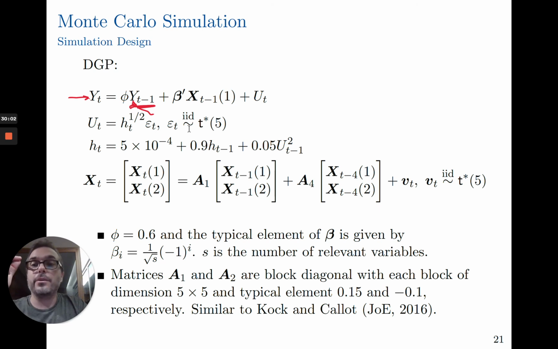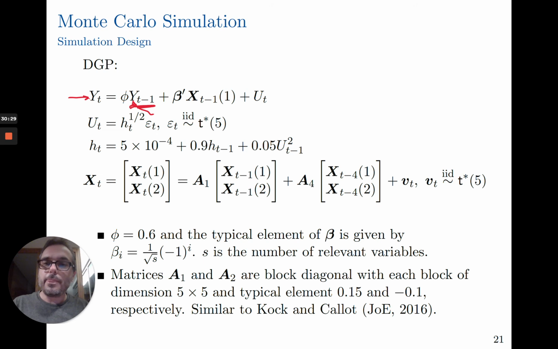So it's fat-tailed. And with this volatility function, this U here does not have the fourth moment. So the distribution of this error is really thick tailed. So this error doesn't have the fourth moment. So not even the assumptions for OLS to hold are satisfied here.